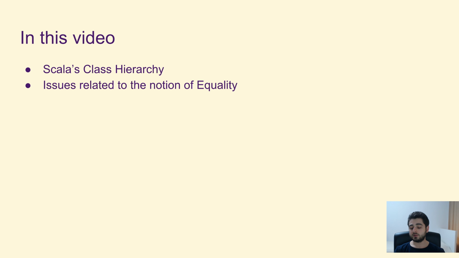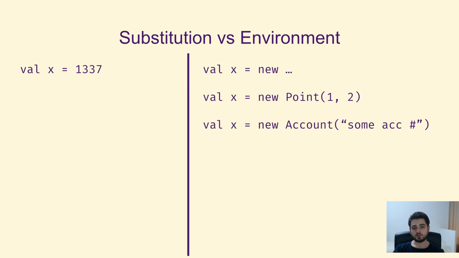Okay, so this video is about two things. One, it's about Scala's class hierarchy, and two, it's about the notion of equality in programming. Equality in the sense of comparing two things to each other in order to find out if they're the same or not. In the substitution model of computation, no one even talks about equality because there are no problems with it. Every symbol that you use is considered an identity for the thing that is on the right-hand side of the equation for that object.